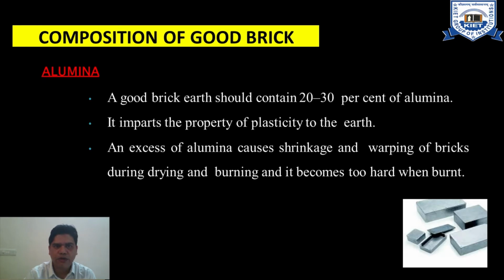Now coming on to the composition of good brick earth. The composition of good brick earth consists of the following components. First is alumina. A good brick earth should contain 20 to 30% of alumina. Alumina imparts the property of plasticity to the earth. An excess of alumina causes shrinkage and warping of bricks during drying and burning, and it becomes too hard when burnt.